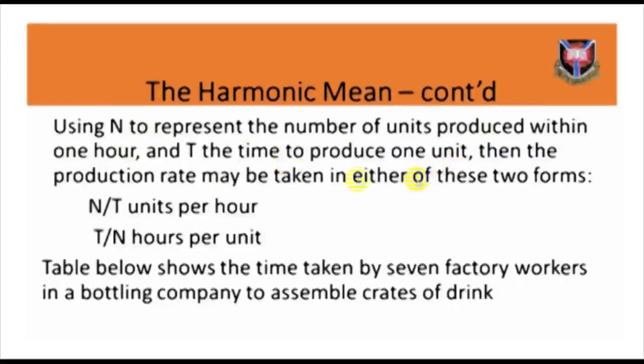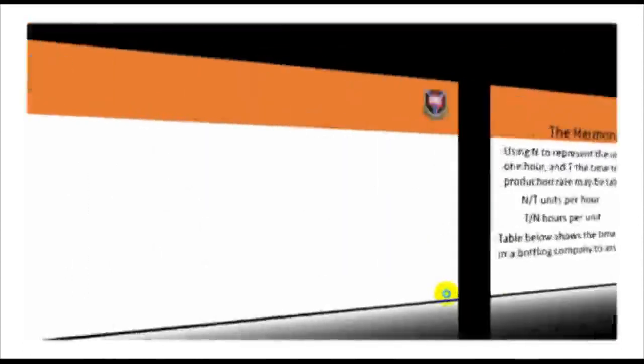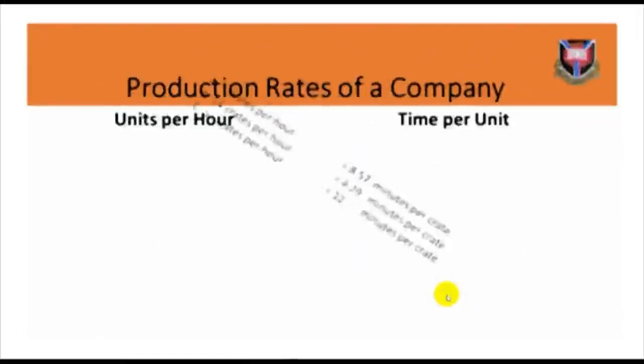Using n to represent the number of units produced within 1 hour, and T, the time to produce 1 unit, the production rate may be taken in either of these two forms: N over T units per hour, or T over N hours per unit. Table 10.4 shows the time taken by 7 factory workers in a bottling company to assemble crates of drinks, and it is used to explain the computation of the harmonic mean.